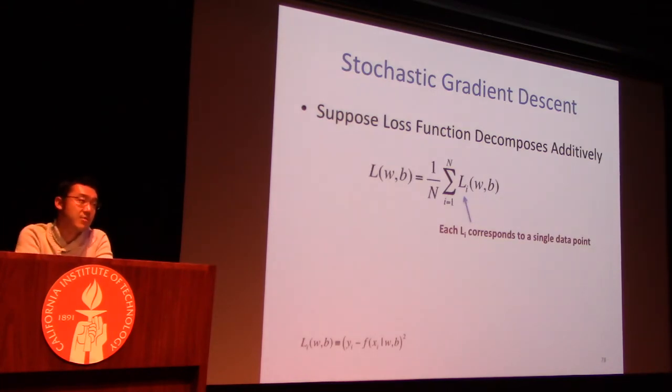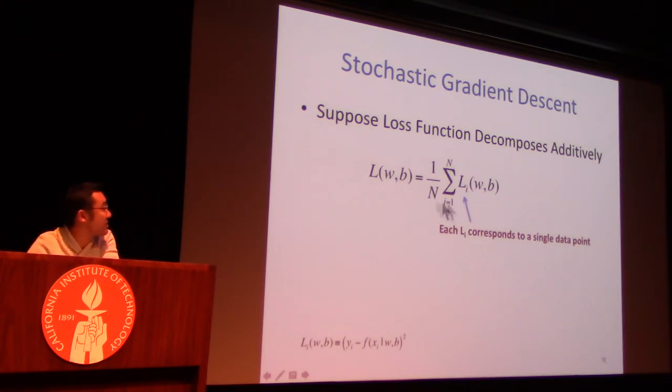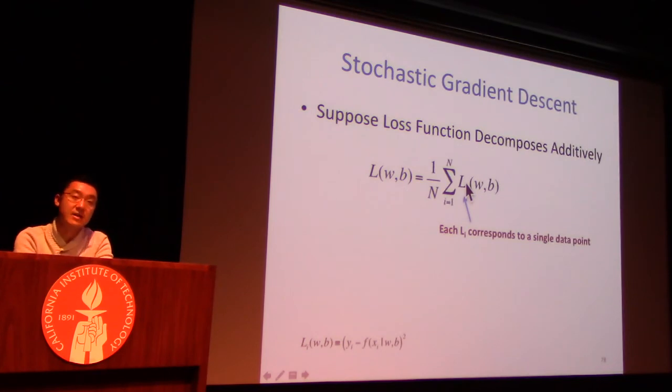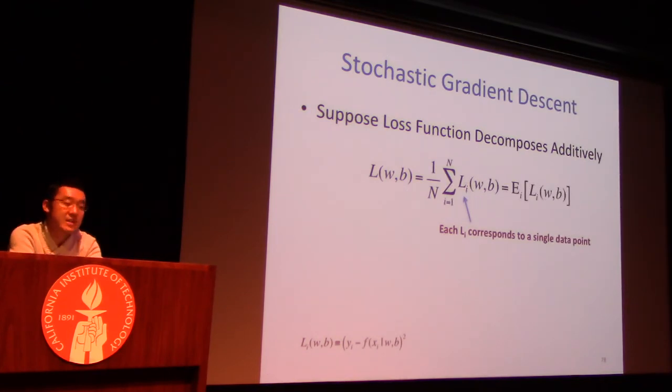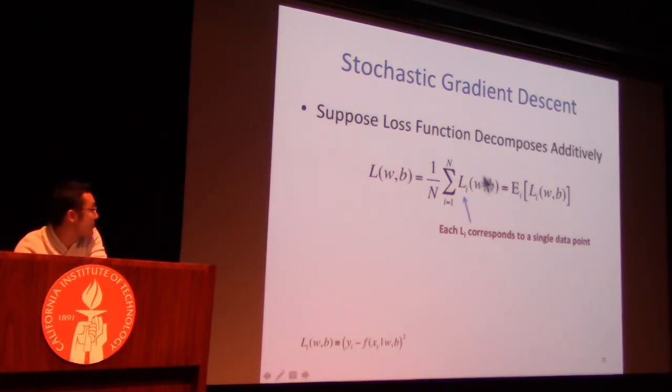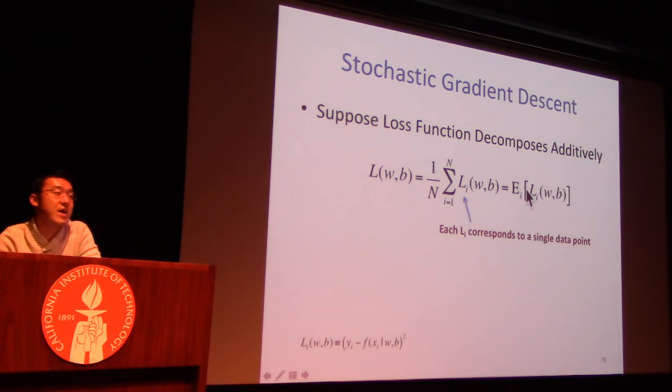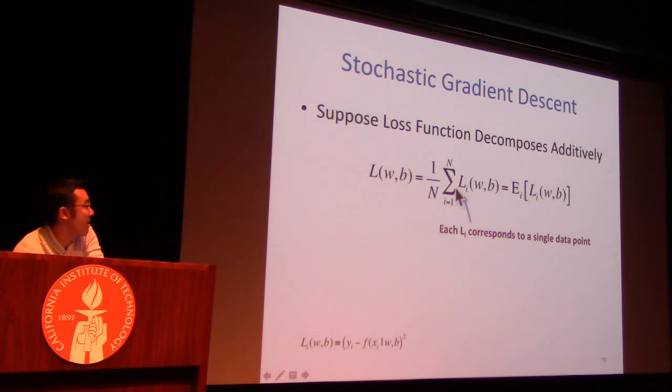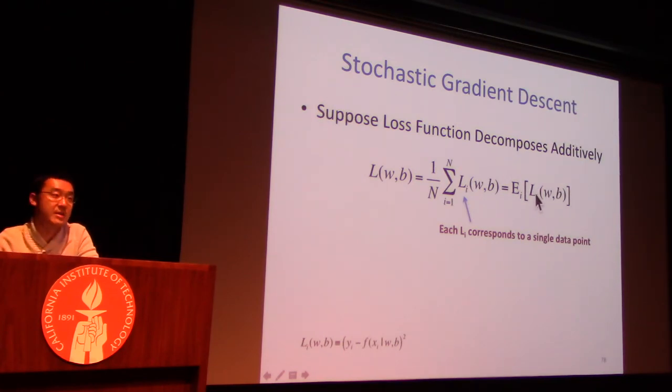Here's the thought process behind it. Suppose we have a loss function that decomposes additively, which is true for us. The learning objective decomposes additively per training example. You can rewrite this as an expectation over the individual losses over the training examples, where the expectation is taken over uniform randomness over the training set. So these two quantities are equivalent if you're specifying a uniform distribution over the training examples.